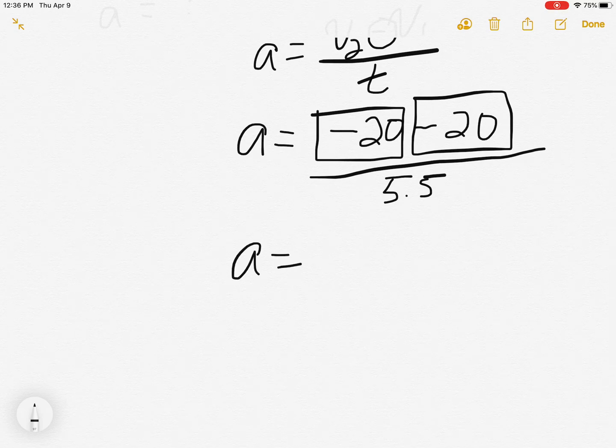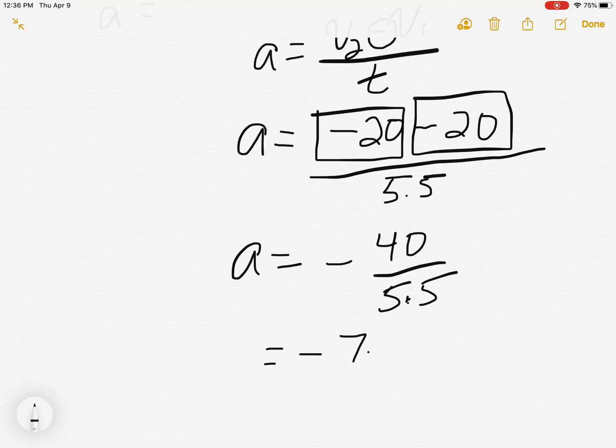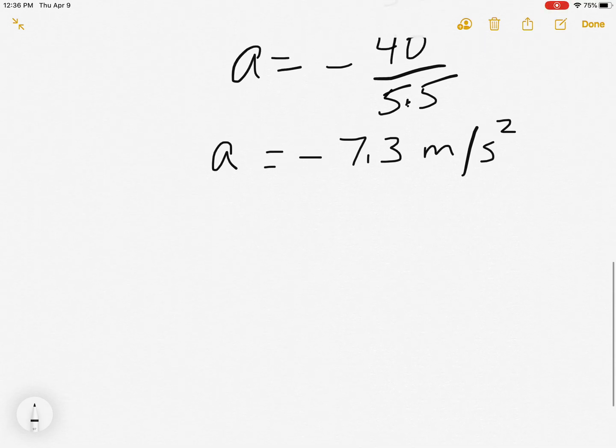So you might have ended up with 0 on top because you just put 20 minus 20. That's because you forgot that 20 south must be negative 20, okay? So you end up with negative 40 over 5.5. And so first you can figure that out. And let's see, 40 divided by 5.5 is negative 7 point, I'm going to call it 7.3 when you round it off, meters per second squared. That's your a.